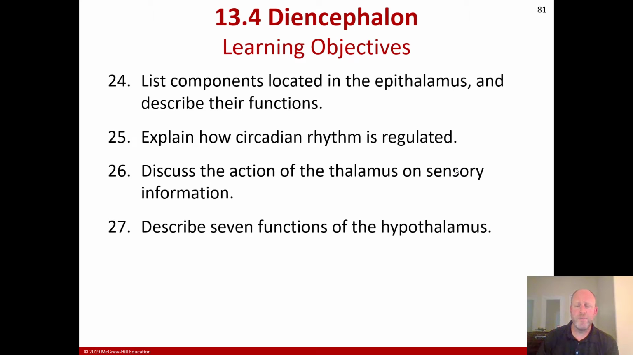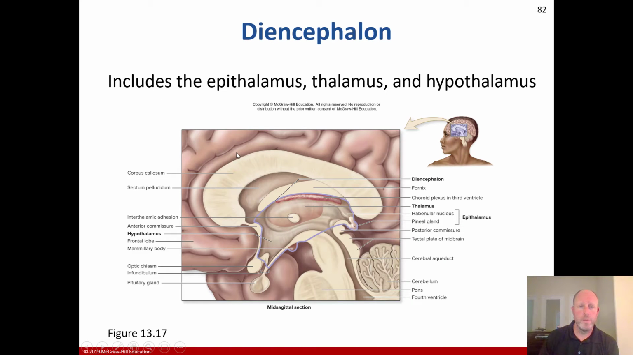All right, we're now talking about the diencephalon for the brain and cranial nerves chapter, chapter 13 here. What you should be able to discern from this section is to list the components located in the hypothalamus and describe their functions, explain how circadian rhythm is regulated, discuss the action of the thalamus on sensory information, and describe 7 functions of the hypothalamus. So the diencephalon includes the hypothalamus, thalamus, and epithalamus.